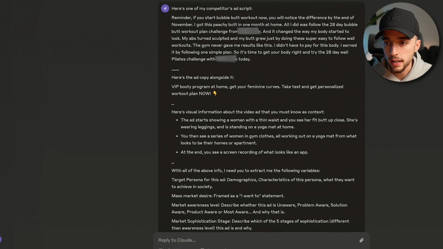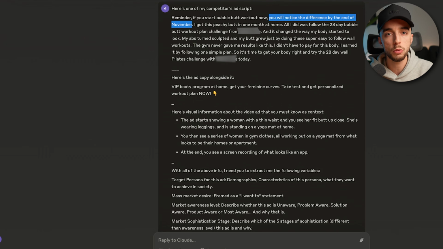Here, I'm also going to highlight something, positive market force, because this is an ad that is happening now. We're talking about November. So this is an ad that would work only for a month, so you're kind of shooting yourself in the foot for the future. But if this ad proves to work, you can reuse the framework, meaning you can literally remake this exact ad next month and change it to, you'll notice a difference by the end of December, as an example.